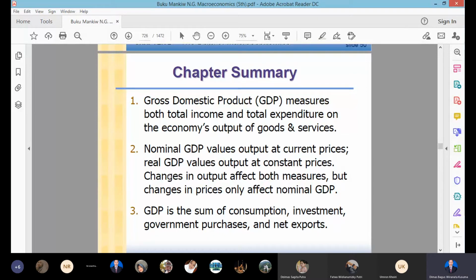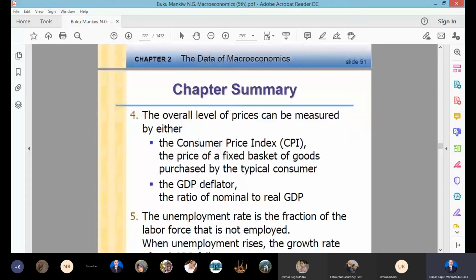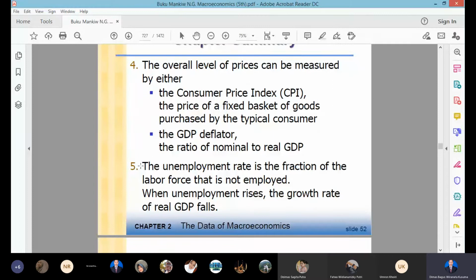So from these two different definitions, we agree that real GDP is the most appropriate and important measurement of national income or national growth compared to nominal GDP. GDP is the sum of consumption, investment. Next week we'll discuss this in detail, and the overall level of prices can be measured next week. And the last one, the unemployment rate is the fraction of the labor force that is not employed. When unemployment rises, the growth rate of real GDP falls.